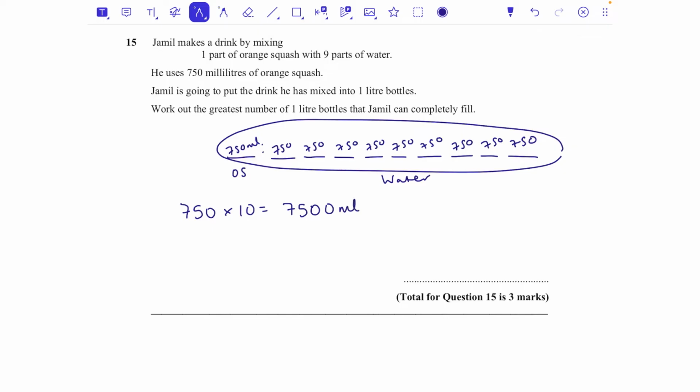Now we're putting that in 1 litre bottles, and every 1,000 millilitres is 1 litre. So therefore, if I divide that by 1,000, it's going to be 7.5. But that's not what I want to get here. It says how many litre bottles can he completely fill. So I don't want to put the 0.5 on the answer line. I want to say 7 is how many he can completely fill up. And the extra bit left over, we just wouldn't include that in our answer. So 7.5, that's going to get us 2 marks out of 3. But for that third mark, you do need to say 7 on the answer line.